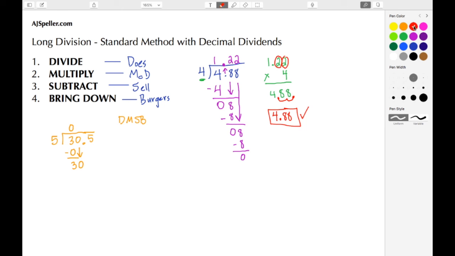And you know what? I didn't follow my own rules. First thing we should have done was bring this decimal point up to the top.